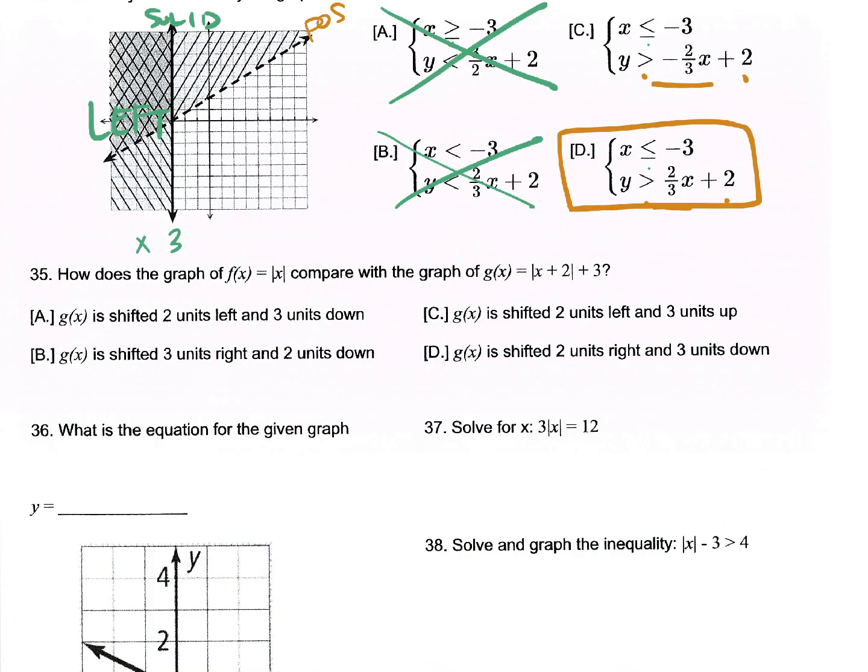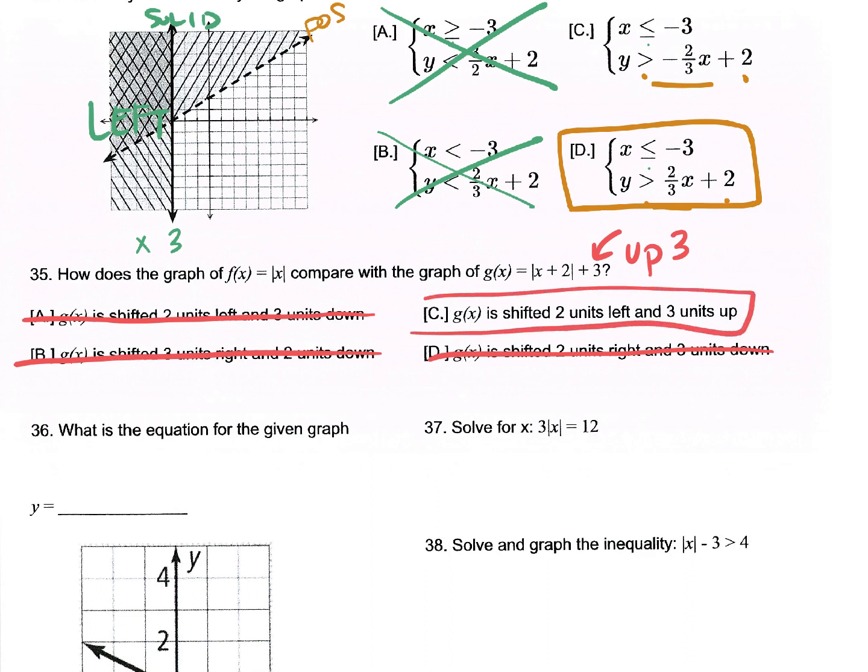The last ones are the ones that we did last week. So it was our last bit of content. Anytime you have a number outside of grouping symbols, this is for next semester too, that number is either going to go up or down. Since this is positive, it's going to go up 3, which really means every other equation says down, so they all get eliminated. Answer choice C is the only one that's accurate.